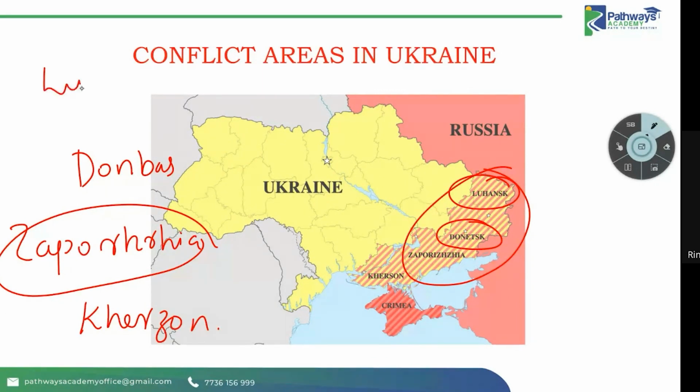Luhansk, Donetsk, Donbass, Zaporizhia, Kherson. These are the conflicted areas present in Ukraine. And all these areas are on the eastern side of Ukraine. Why are they situated on the eastern side? Because the eastern part of Ukraine is bordering Russia, so Russia is trying to capture this region. Okay. So these are the regions.